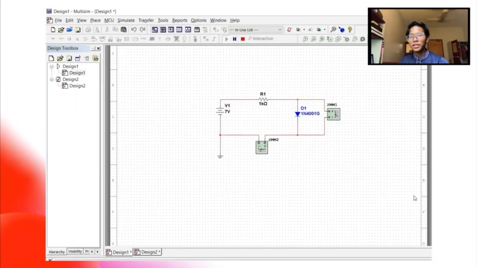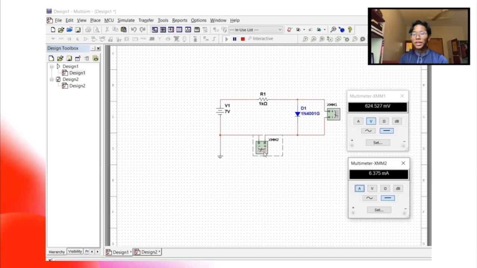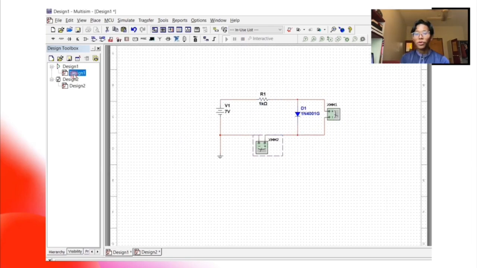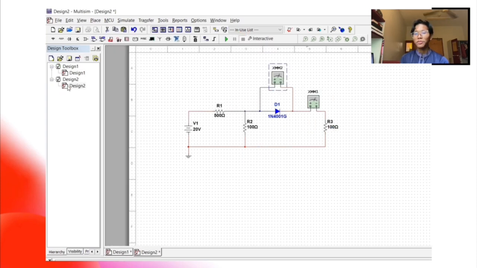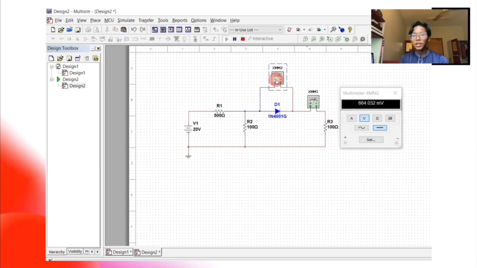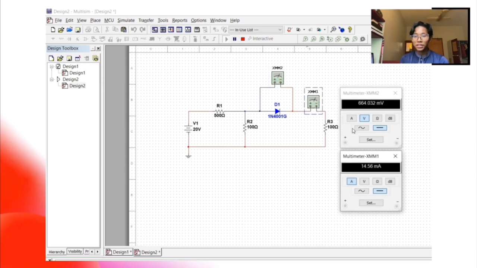I already designed the simulation circuits for question 1 and question 2. We can conclude that the value that we obtain is exactly the same as the manual calculation. And for question 2, we actually use the Thevenin method and KVL method to obtain the VD and ID value.